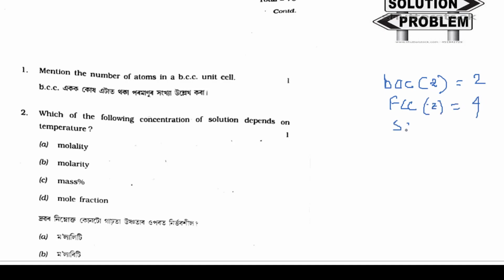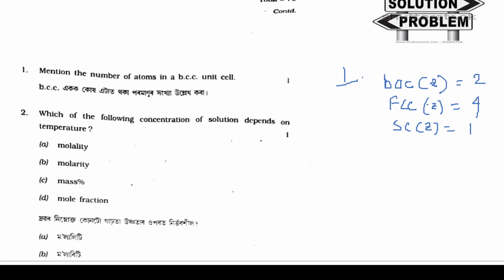Okay, so the answer to question number 1: parallelly I am going to write. Let me take the pen. In BCC, Z, denoting the number of atoms per unit cell, is 2. For FCC it is 4, and for SC, Z is equal to 1. That is the answer to question number 1.